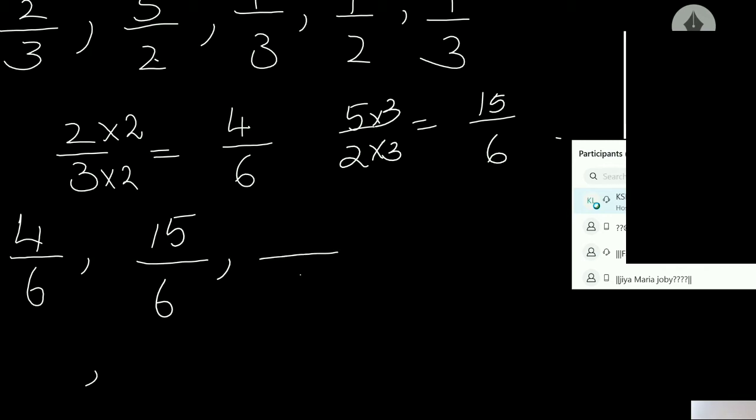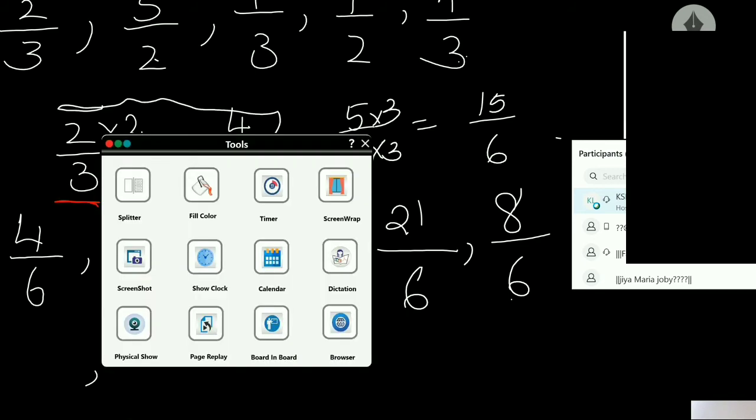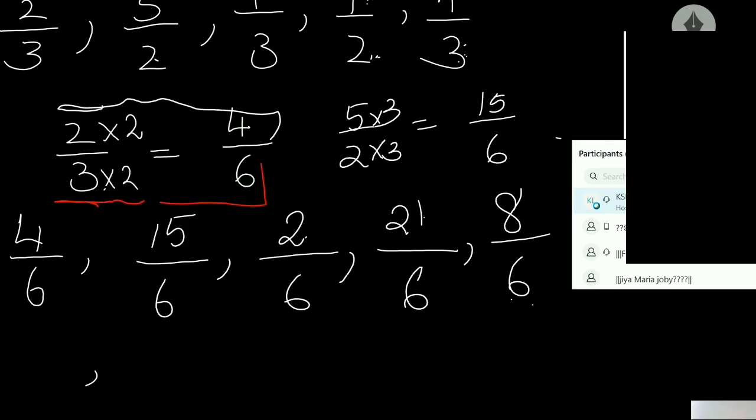Similarly, 1 by 3 can also be rewritten with denominator 6. That is, the equivalent fraction is 2 by 6. The fraction 7 by 2 can be written as 21 by 6, and at last the fraction 4 by 3 can be written as 8 by 6. Now the fractions are written in such a way that all their denominators are equal, namely 6. Now we can arrange the given fractions in ascending order. Which is the smallest numerator in this case? It is 2, and the next one is 4, the next one is 8, then 15 and 21.